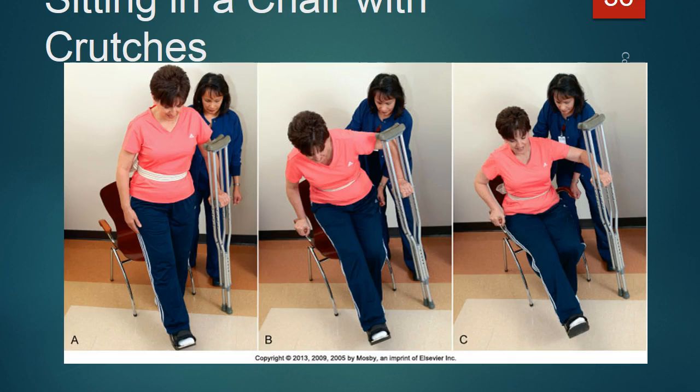While still holding the crutches, the patient grasps the arm of the chair with the remaining hand and lowers his or her body into the chair, as in figures B and C. To stand, the procedure is reversed, and the patient, when fully erect, assumes the tripod position before beginning to walk.